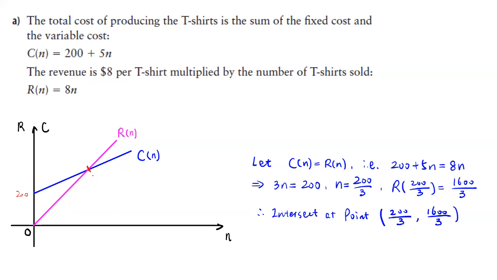So in order to find the intersection point, we can combine these two functions together. So we can let Cn equals Rn, that is 200 plus 5N equals 8N, right? Therefore, 3N equals 200. That means N is 200 over 3. So this point here is 200 over 3, and the corresponding y coordinate is 1600 over 3. Understand? Therefore, the intersection point is 200 over 3 and 1600 over 3.